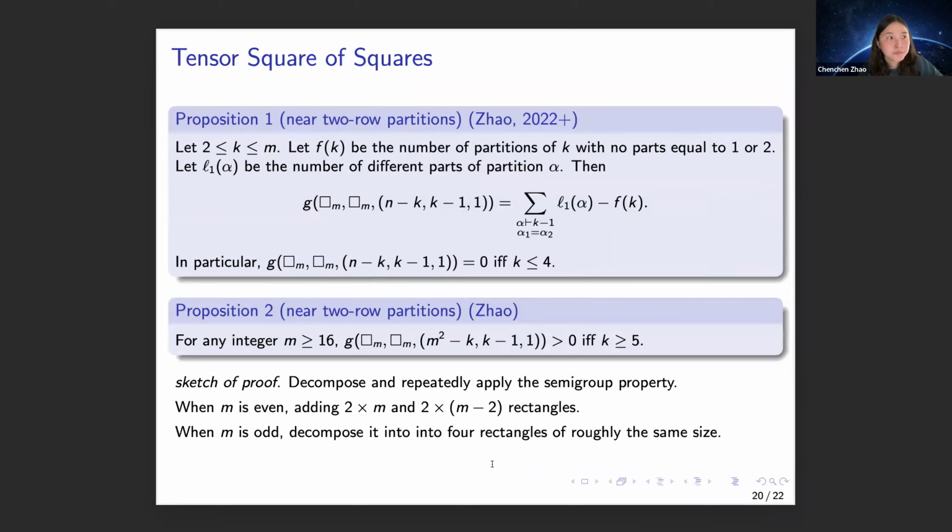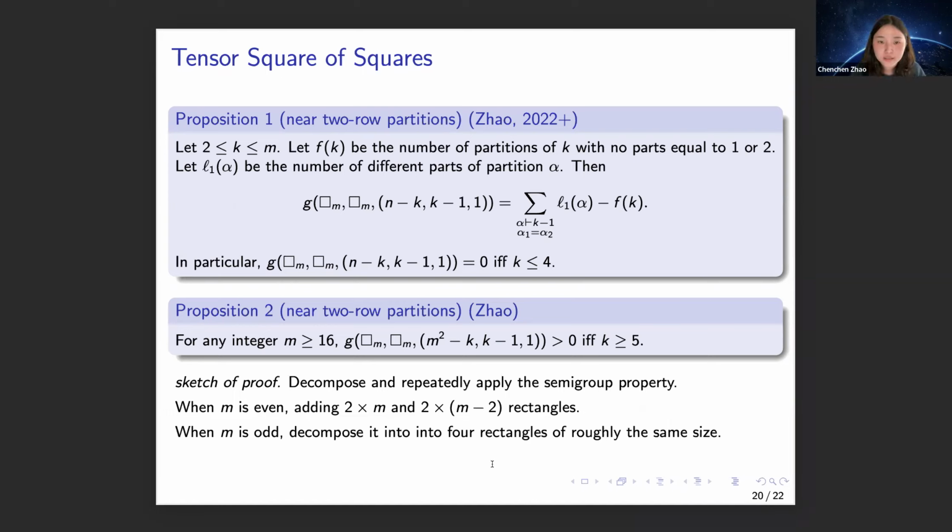And here are some results I have so far. I'm able to prove that if we have near two-row partitions, that is, if we add one block to the third row, and if we have a very small second row, then this Kronecker coefficient will be equal to 0 if k is less than or equal to 4. And to prove this Kronecker coefficient is 0, we do this by direct computation. We use the Schur function, expand it, and extract the coefficients.